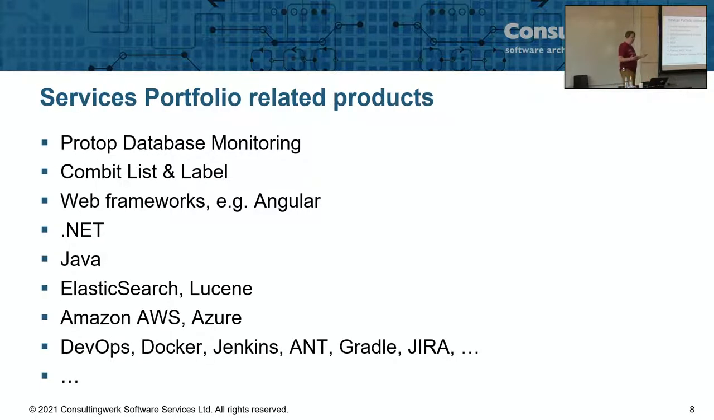A couple of other products that we provide services for in the context of OpenEdge, usually ProTop for monitoring databases. Combit is very commonly used. It's not a reporting solution, but a tool that you can use to provide the output for reports for web frameworks like Angular, .NET, Java, Elasticsearch. My brother will be giving a presentation this afternoon on how to use Elasticsearch together with OpenEdge.